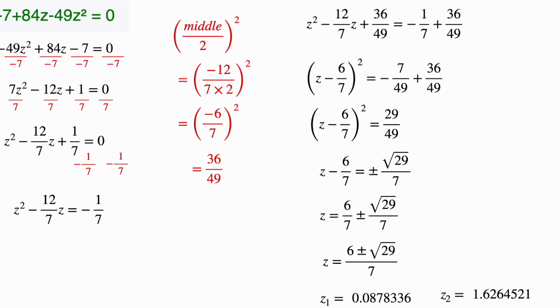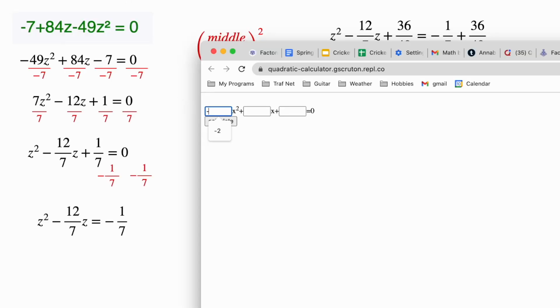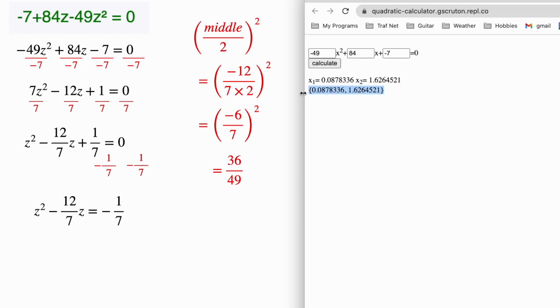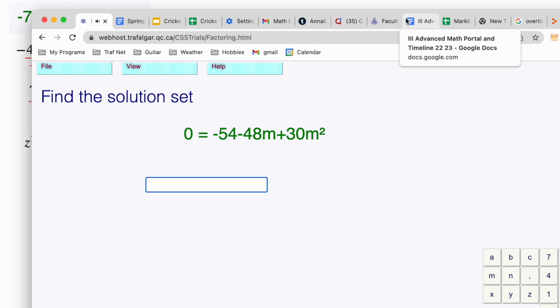But we could also do this a lot easier using the quadratic equation. If I go into my quadratic equation calculator, with negative 49 as the a term, 84 as the b term, and negative 7 as the c term, and press calculate, we get the same answer. I'm just going to copy this and paste it in as a solution set, and then press enter. And there we go. And that's how you can solve a level 12 type question using completing the square or using the quadratic equation. Have a good day.